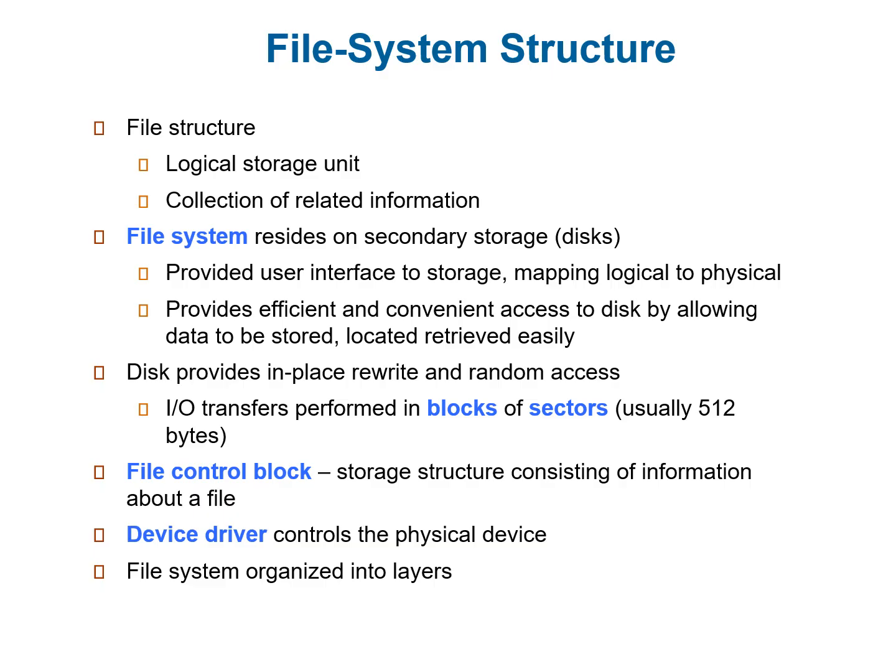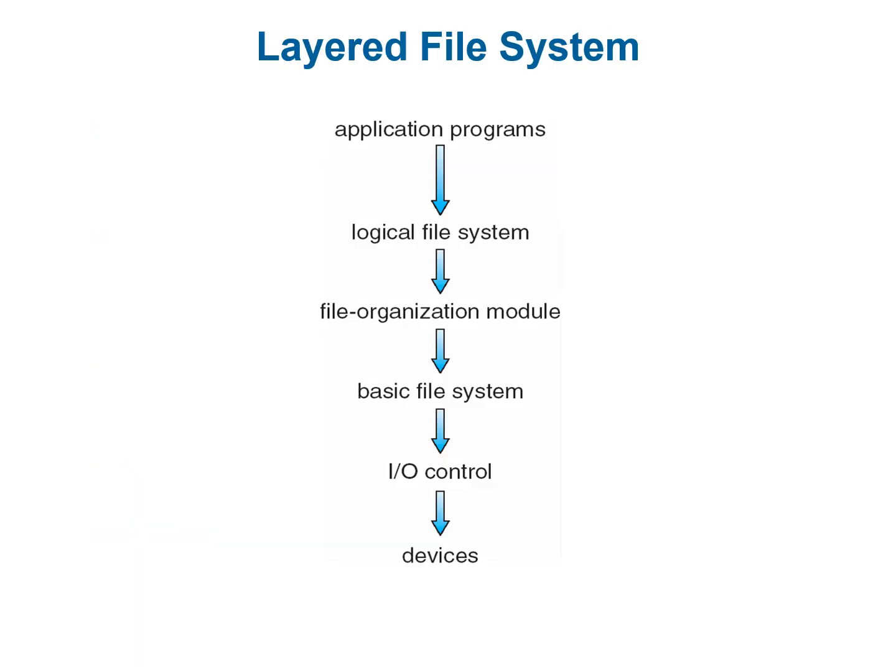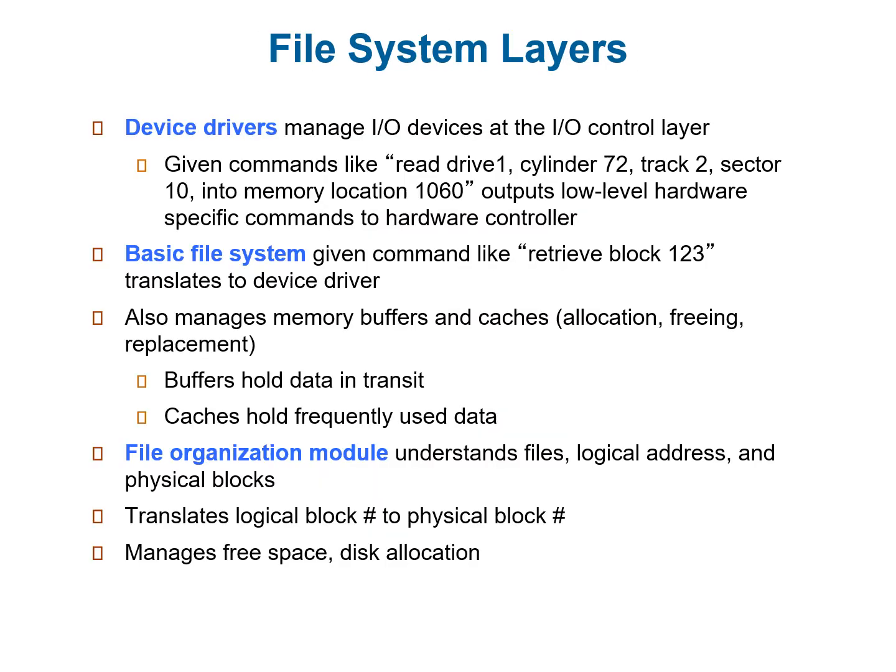When we are talking about file system structure, we have different layers. The topmost layer is the application program, and we have a logical file system, and a file organization module, which is what the allocation module is all about, and we have the directory structure beneath. Then we have a basic file system, input output control, and the devices which are accessing the file. So what are the file system layers? Device drivers manage the input output devices at the input output control layer.